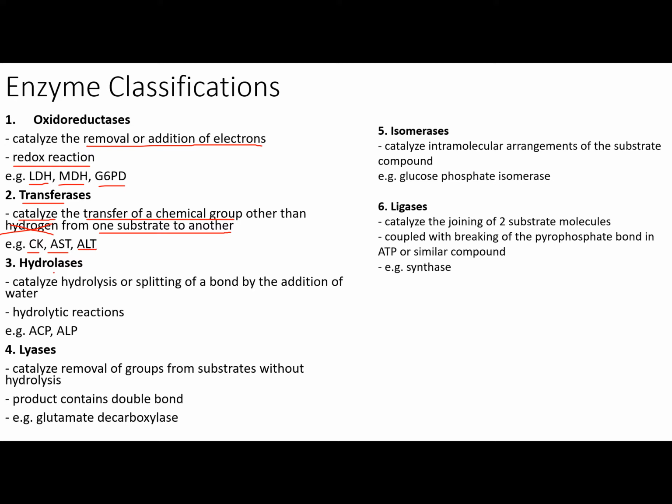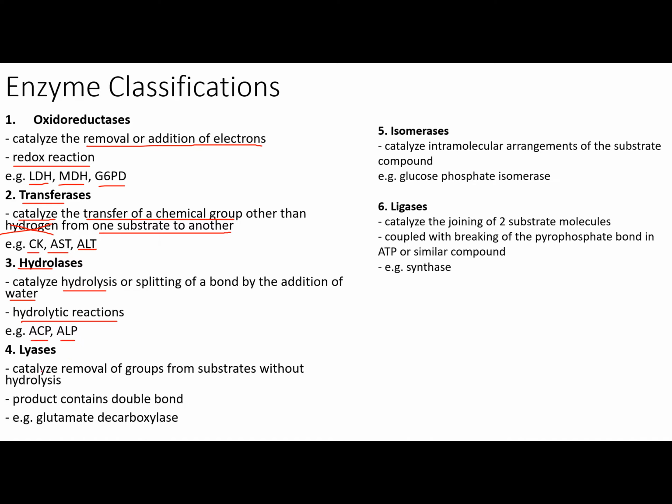Then the third classification, class, is your hydrolases. They catalyze hydrolysis or splitting of a bond by the addition of water. So to remember this, just remember the prefix hydro. Right? Whenever you hear the prefix hydro, it refers to water. So splitting of a bond by the addition of water. It's usually involved in hydrolytic reactions. Examples of enzymes belonging here are your ACP and your ALP.